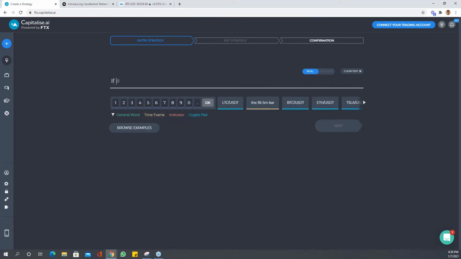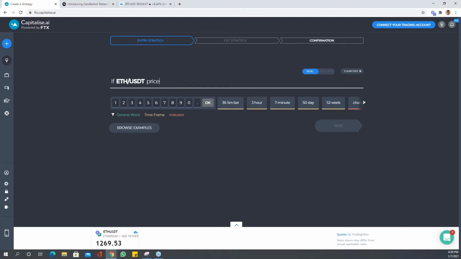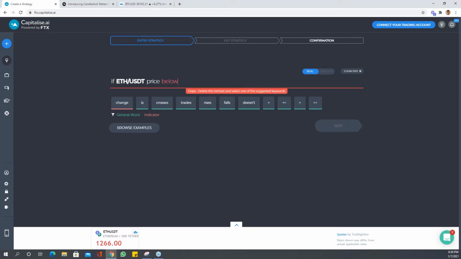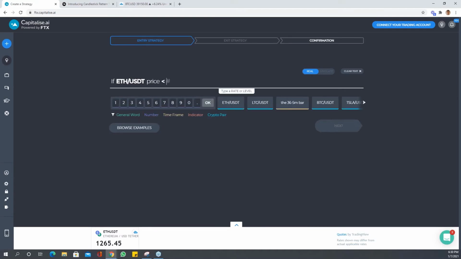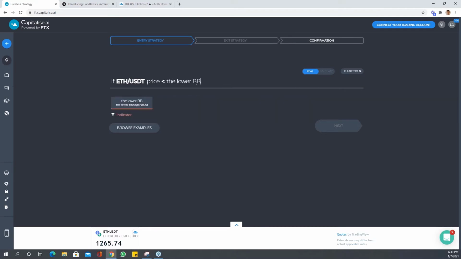Let's start off again with Ethereum USDT, and we'll use price again. So if the price is below the... you don't have to use this sign. You could say if Ethereum price is below. It all depends how you want to write your strategies. For me, it's just easier to use that. Is below the lower BB, the lower Bollinger Band.